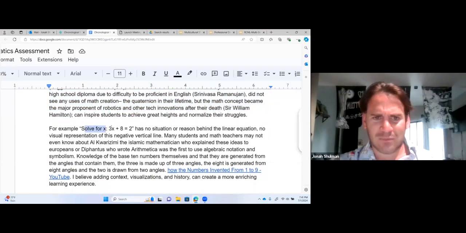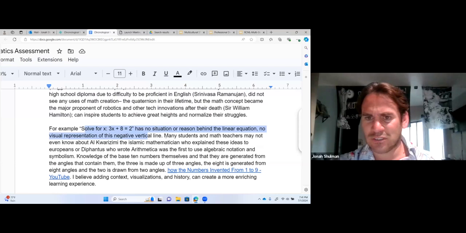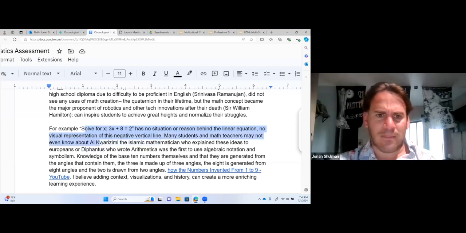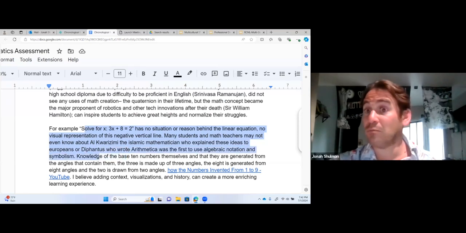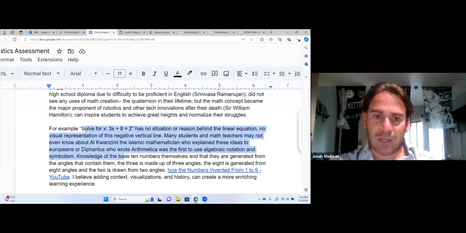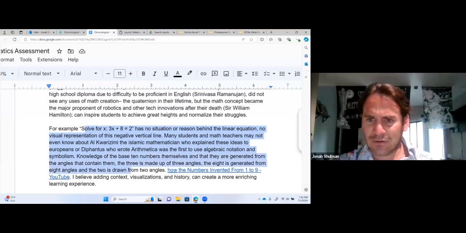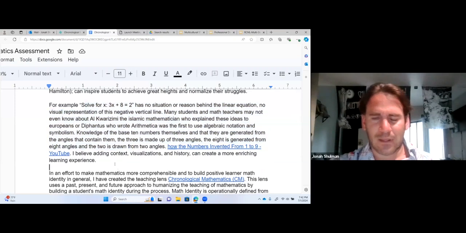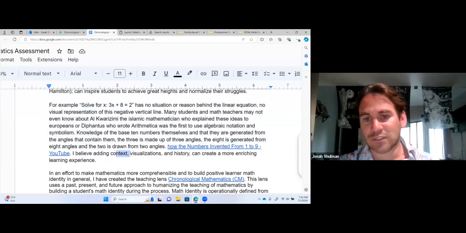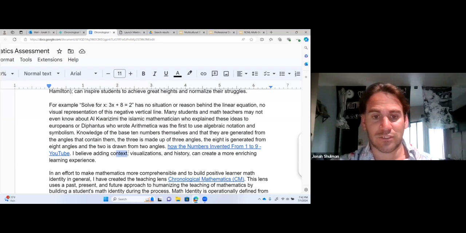So, for example, solve for x has no situation or reason behind the linear equation, no visual representation of this negative vertical line. Many students may not know Al-Khwarizmi, who explained these ideas to Europeans and was the first to use our numbers, the numbers we use. So knowledge of the base 10 system is based on the angles. So this is all about making context, visualization, and history to make a more enriching learning experience.